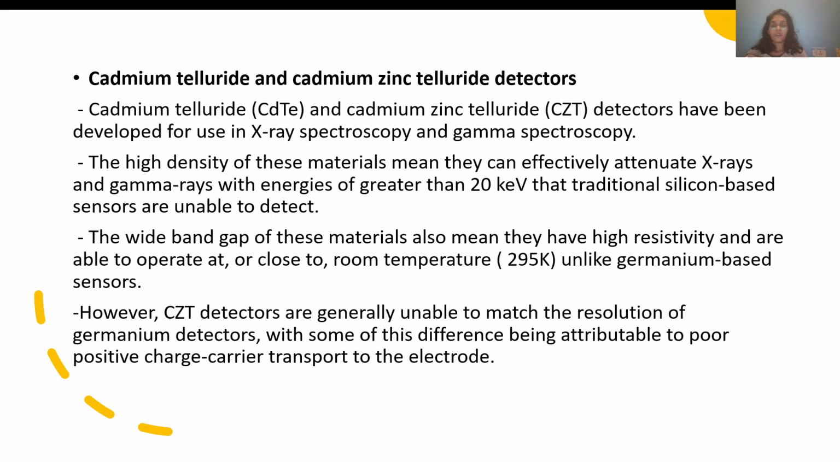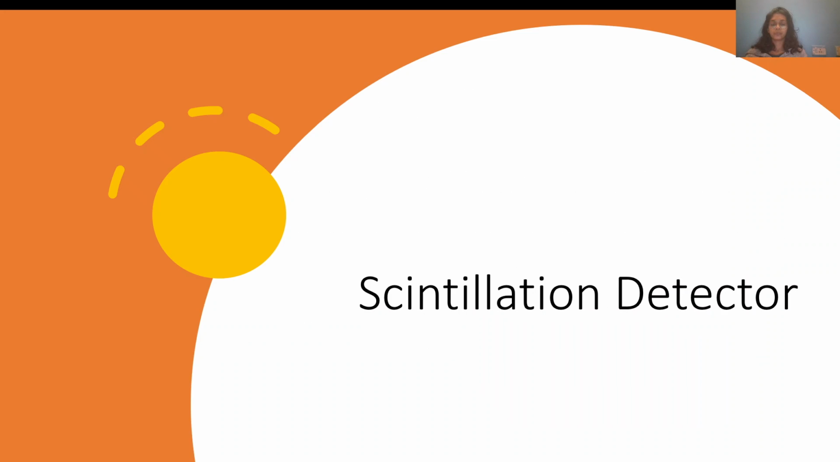The wide gap of these materials also means they have high resistivity and are able to operate close to room temperature, unlike germanium based sensors. However, CZT detectors are generally unable to match the resolution of germanium detectors, with some of the difference being attributed to poor positive charge carrier transport to the electrode.